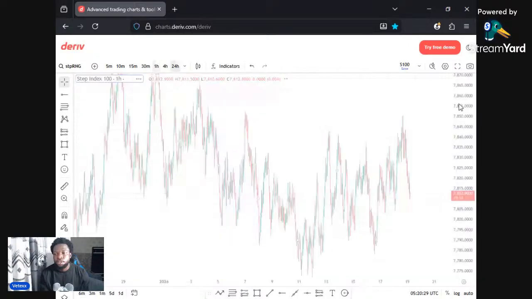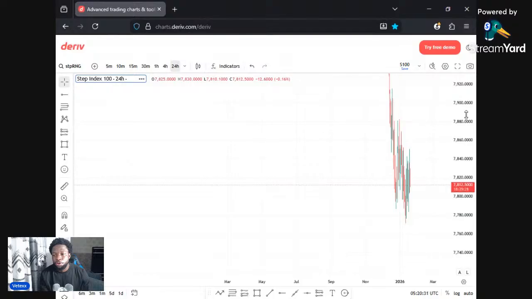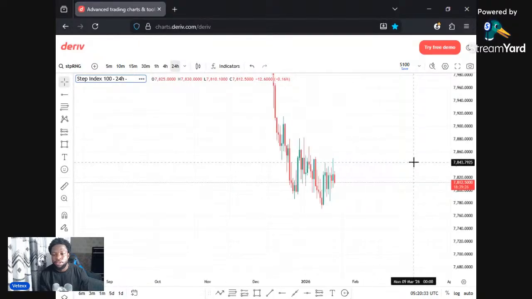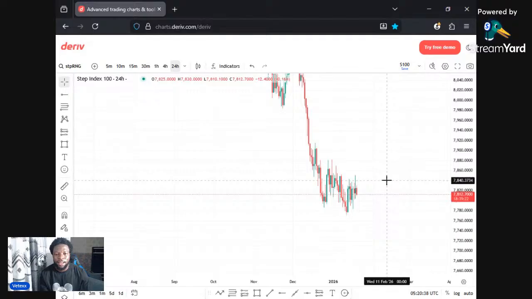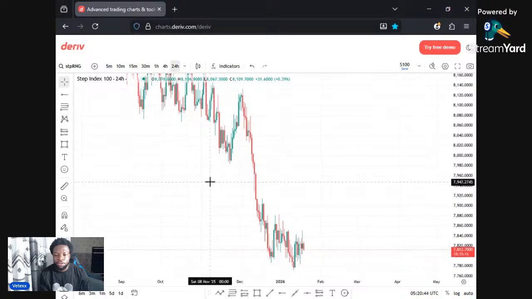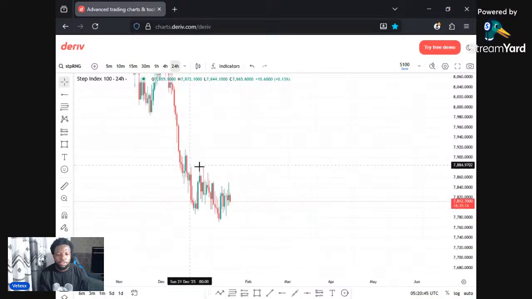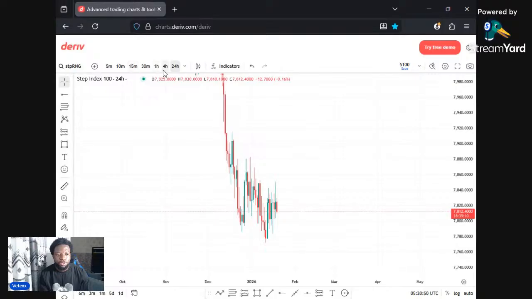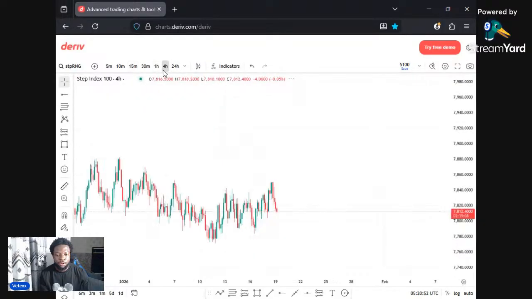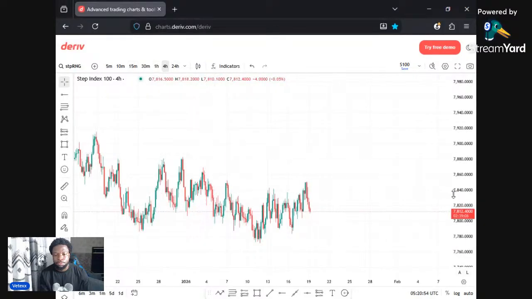The Step 100 Index is bearish on the weekly time frame and it has just smashed its target. So there's nothing currently on the weekly time frame, just that it has a bearish trend. And the next time frame we are going to go to is 24-hour. If you see the 24-hour, you can't really see anything because the candles are small. Then we'll go to the 4-hour time frame to see if there's something tangible.